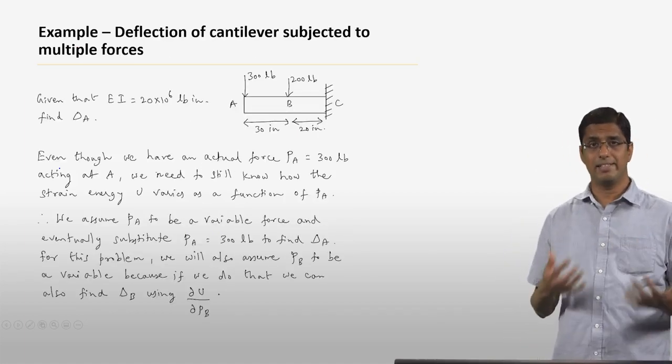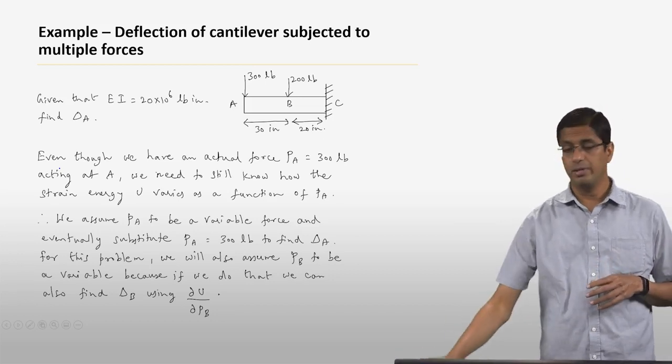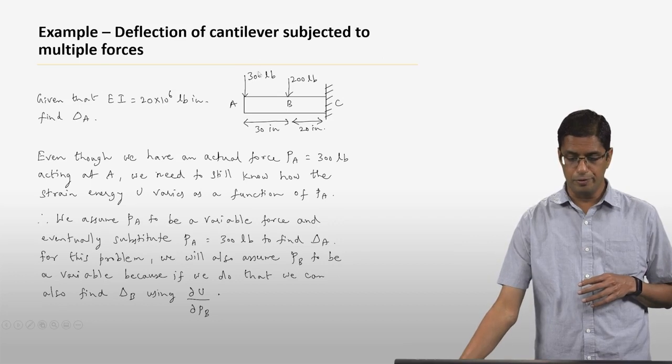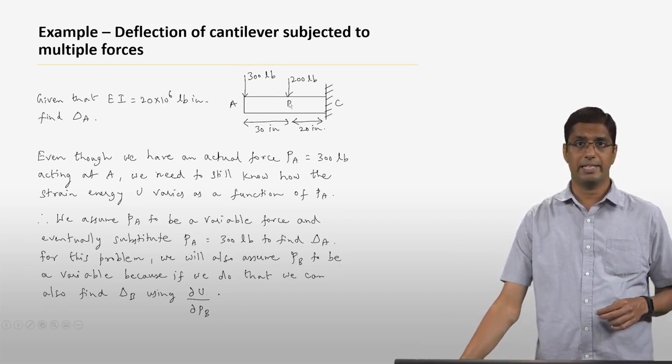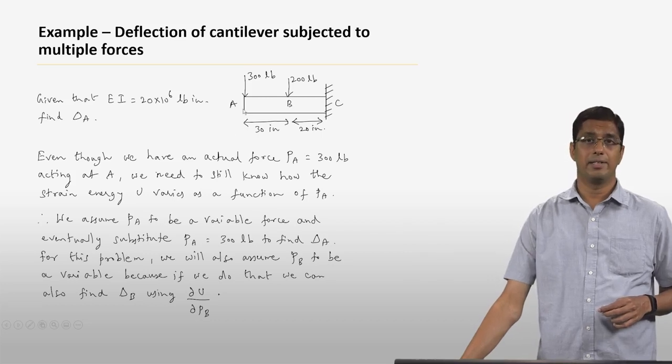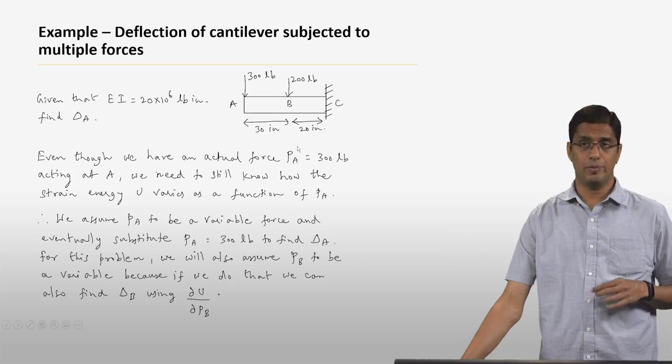Again, this is a fairly simple example of a cantilever. But in this cantilever, there are two forces. There is a 300-pound force acting at the tip, and there is a 200-pound force acting at this point B. The length AB is 30 inches, and the length BC is 20 inches.